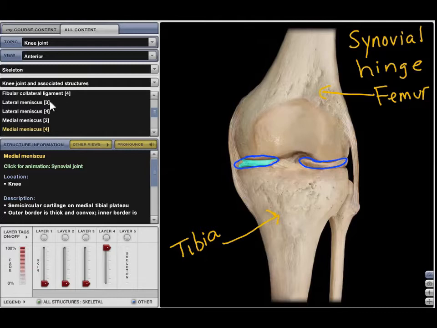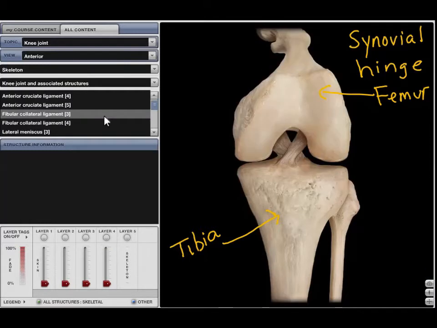Next, we're going to take a look at some of the ligaments that work together to stabilize the knee joint. When we look deep into the knee joint, the most obvious ligaments that we see are these two ligaments right here that form an X or a cross shape. And these are called the cruciate ligaments. Cruciate is derived from the Latin word for cross, because the two ligaments cross over each other.